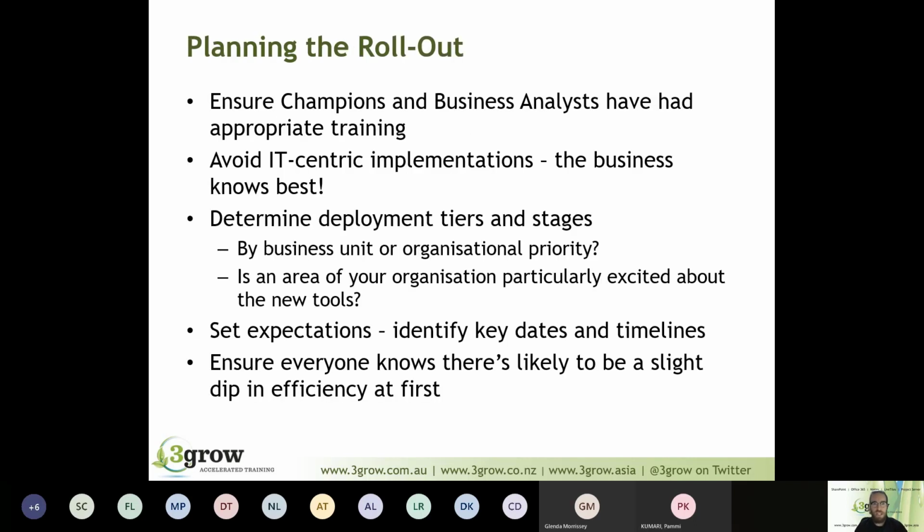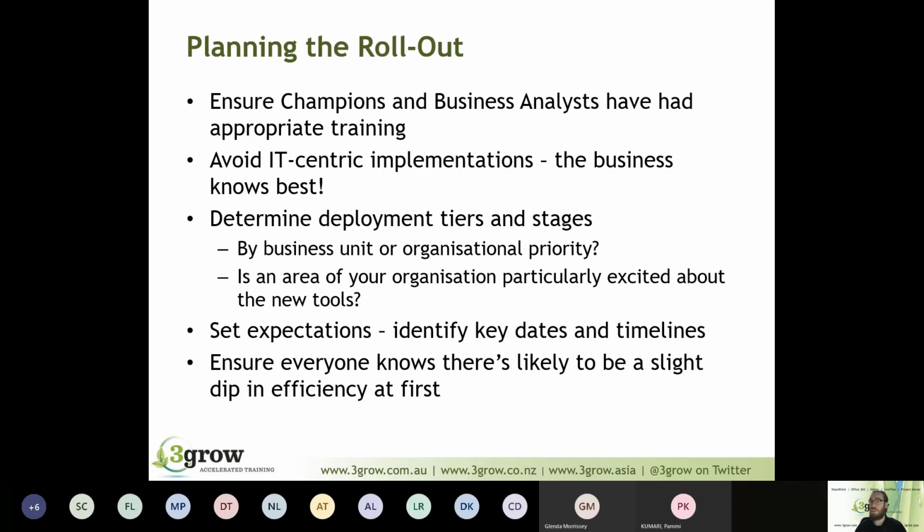So when it comes to planning the rollout, it's very important that your champions, your business analysts, your mentors have all had the appropriate level of training, because they need to be able to convey the benefits of the tools that you're implementing. And also, of course, provide that coaching to the people within the business.